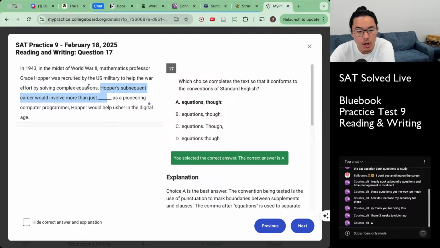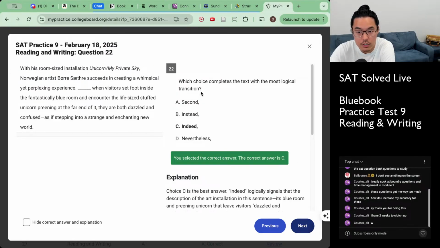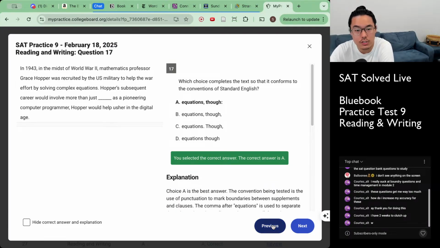You have to think about the logic. It's kind of like a logical transition question, right? Like these over here. These are logical transition questions. It's like a logical transition question, but also it's a grammar question. It's both at the same time. So that makes this a little harder. But what's the initial thing you're doing? You're always looking for independent clauses first.